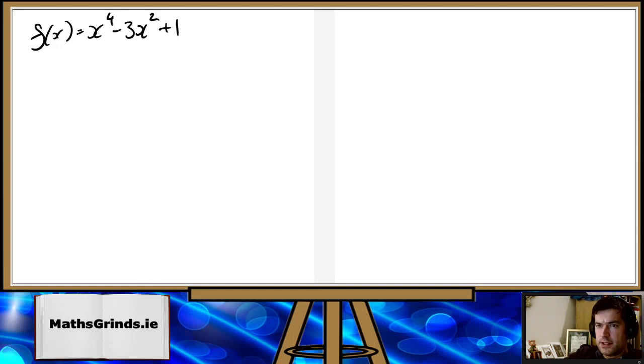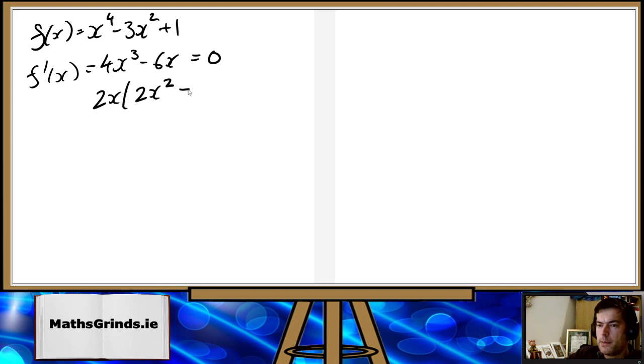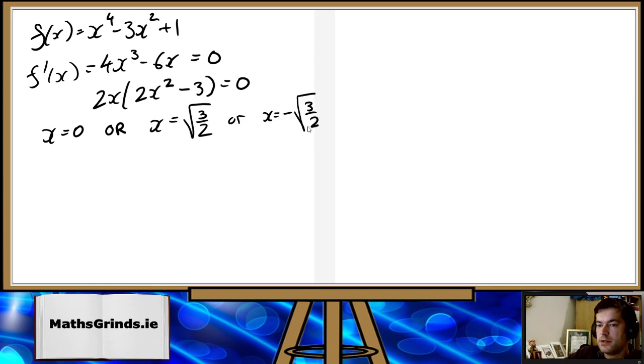Okay, let's try to show that this has two positive and two negative roots. Let's get the turning points. 4x cubed minus 6x needs to equal 0. Take out 2x, that leaves me with 2x squared minus 3, which should equal 0. That means x is 0, or x is the square root of 3 over 2, or x is minus the square root of 3 over 2.